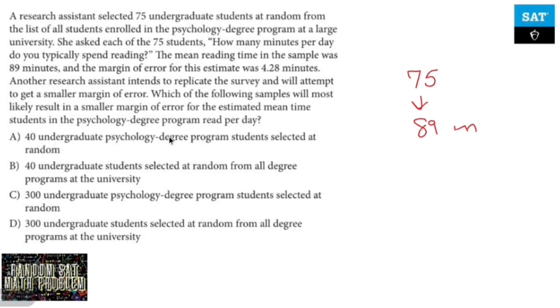40 undergraduate psychology degree program students selected at random. That really won't help. 400 undergrad students selected at random from all degree programs. That definitely won't help. 300 undergrad psychology degree program students selected at random. That'll be nice. 300 undergrad students selected at random from all degree programs. Nope. So the more people from what you're trying to find, the better. If you're focusing mainly on psychology degrees, you want people with psychology degrees. And the more you have, the less likely you are to make a mistake. That's what margin of error stands for, how likely a mistake can be made. So the answer here is C.